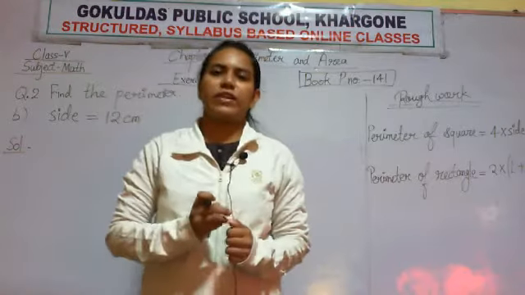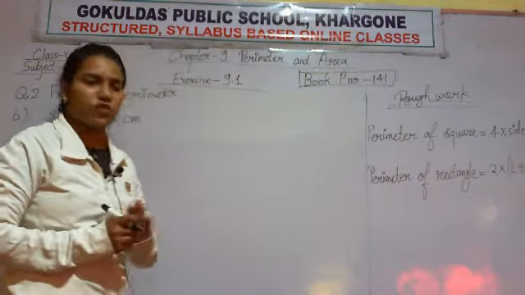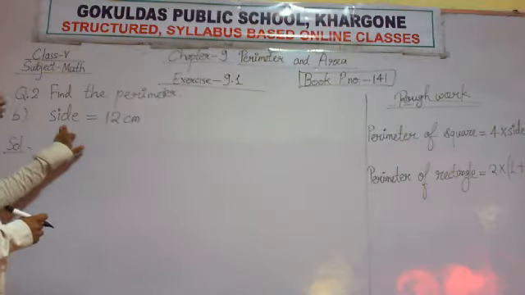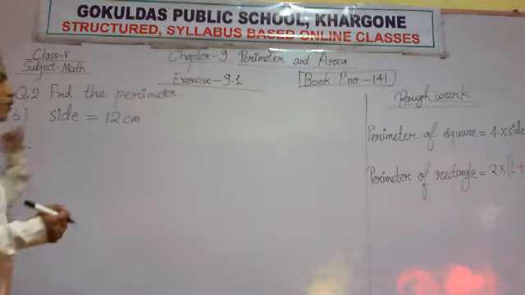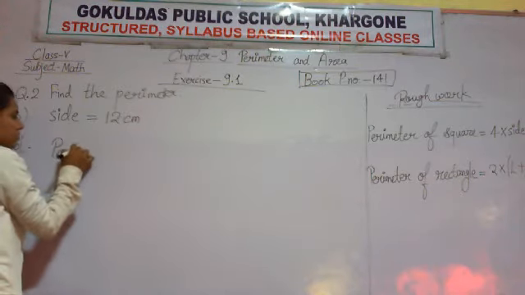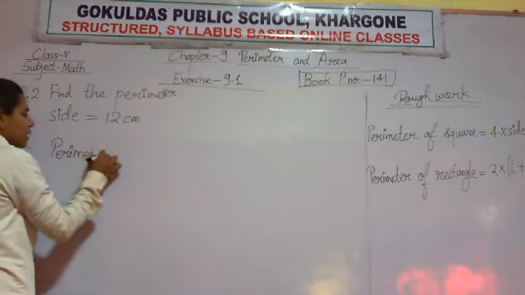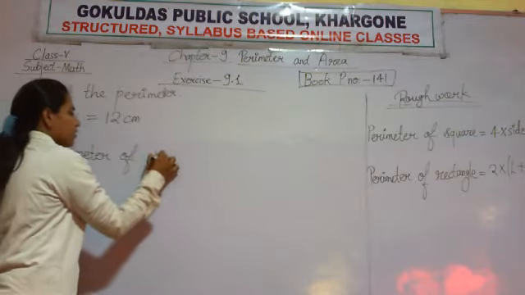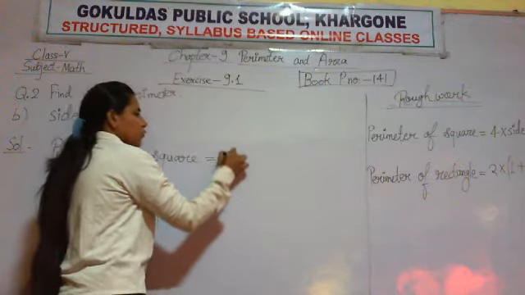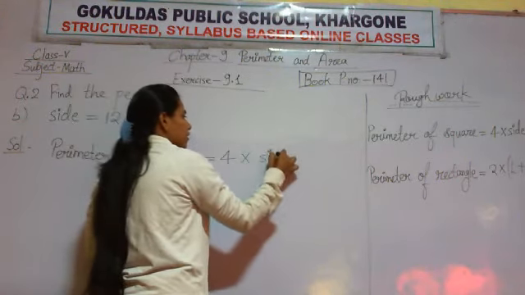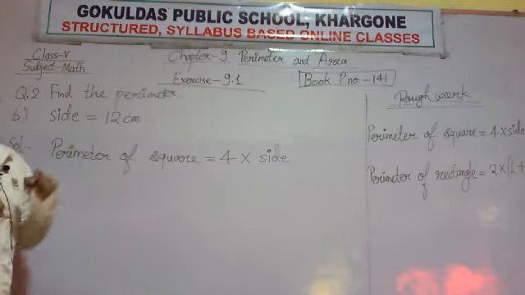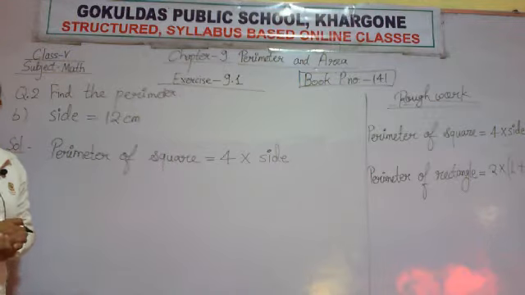So which formula will we use? We will use perimeter of square. Here side is given, so we will apply the formula of perimeter of square. And what is the formula? Perimeter of a square is equal to 4 multiplied by side.